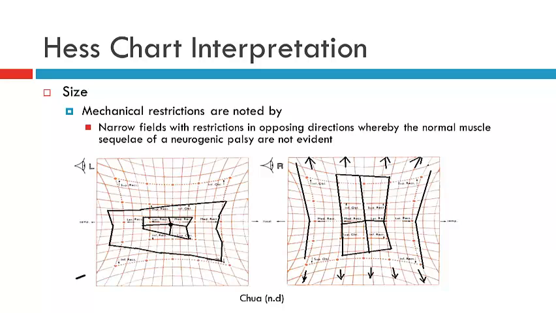This is a mechanical restriction. And so what we're seeing here in this example is clearly not a neurogenic palsy. It does not follow the muscle sequelae that we see in neurogenic palsies, but rather what we have is a narrowing of the fields, we have restrictions in opposing directions, and what we're seeing is a mechanical restriction.